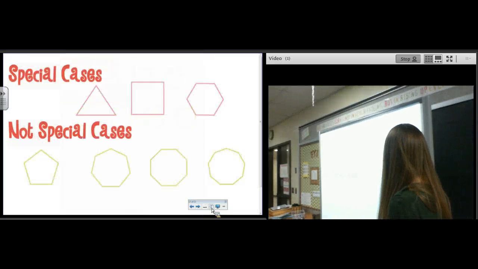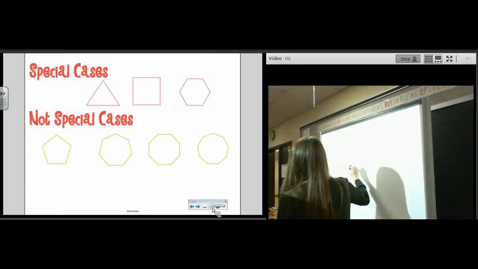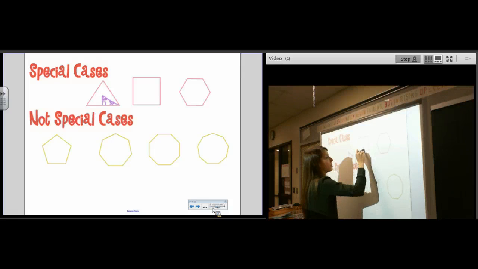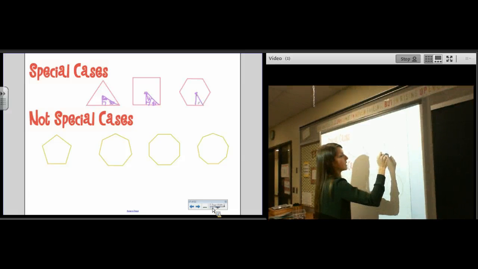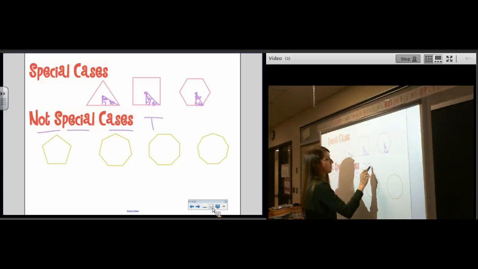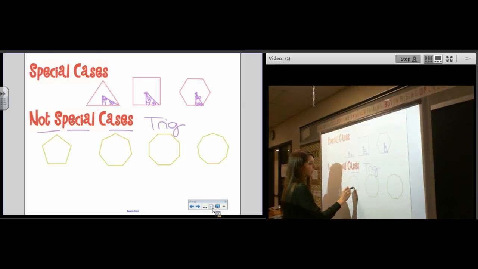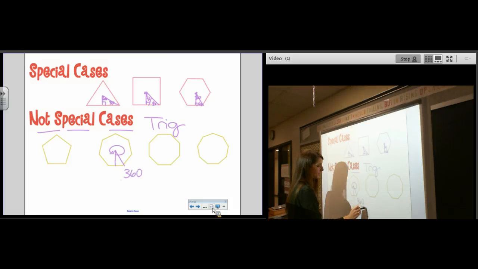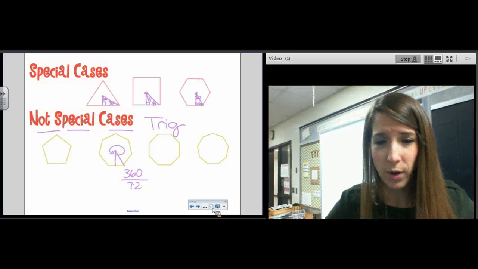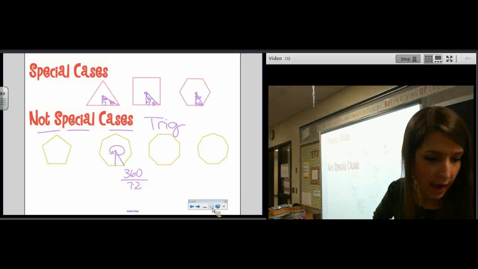Just a reminder before you take your quiz. These are the special cases, remember? 30, 60, 90. Remember? 45, 45, 90. And 60, 30, 90. And these are your not special cases where you have to use trig. To find this angle, you would do 360 divided by double the sides, and that helps you find the angle. I think there's only one where you have to do trig. It's a short quiz and there's only one. It looks like this.